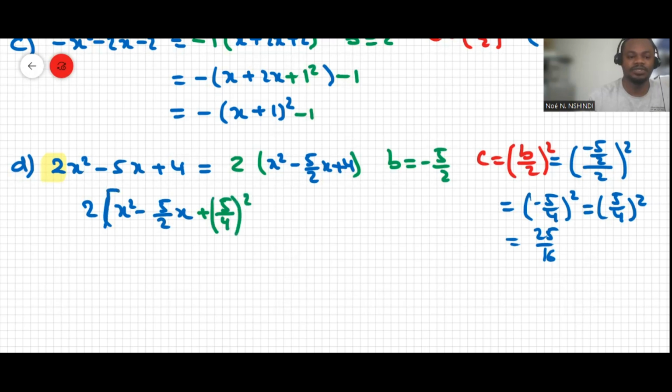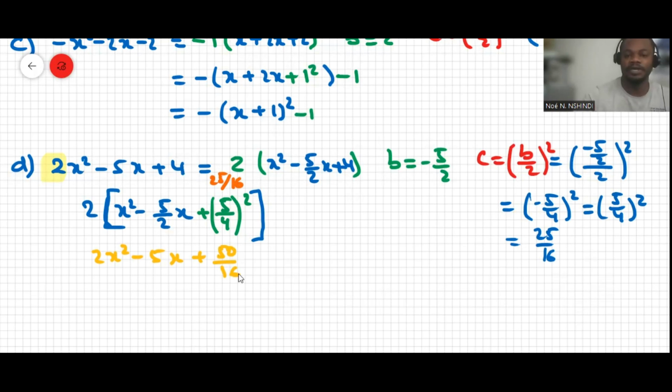Let's just turn this to a square bracket. Now, if I times it, 5 over 4 to the power of 2 is the same thing as 25 over 16. So if I times by 2, this becomes 2x squared minus 5x, plus 50 over 16. But I have positive 4 here instead of 50 over 16.